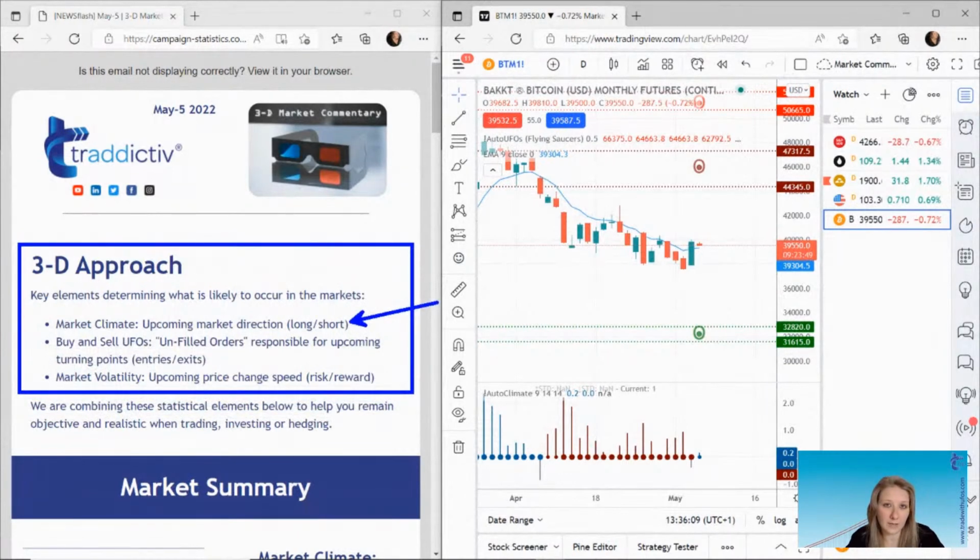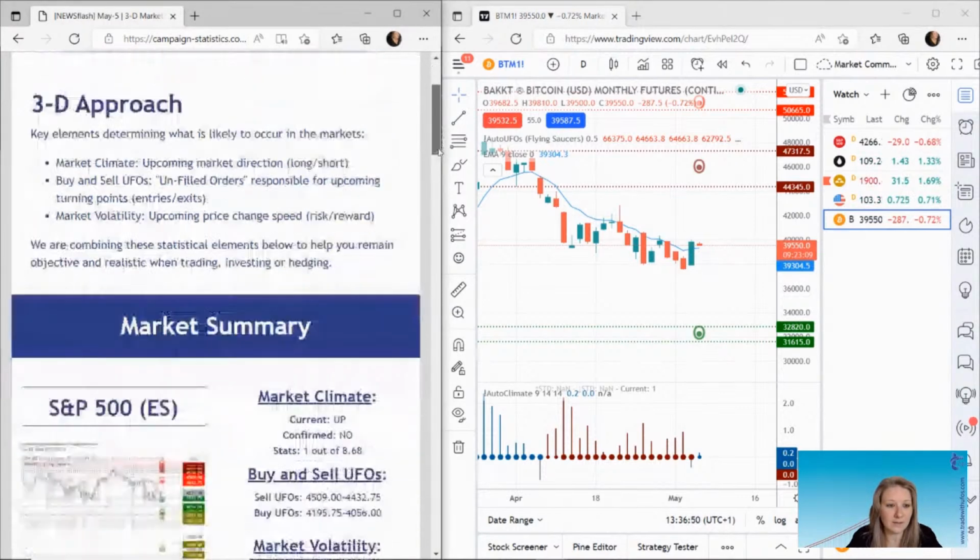So these 3 elements, just quickly to give them a little summary. Firstly, market climate, using Auto Climate here as the app we use for this, to help us figure out what the likely upcoming direction is. Is that market likely to go up? Is that market likely to go down? Or is it unlikely to go in either direction? With buy and sell UFOs, stands for unfilled orders. We're looking for buyers and sellers in a market that can push price up or down. We use an app called Auto UFOs to help with that. And then we look at market volatility, so how quickly we expect the markets to move.